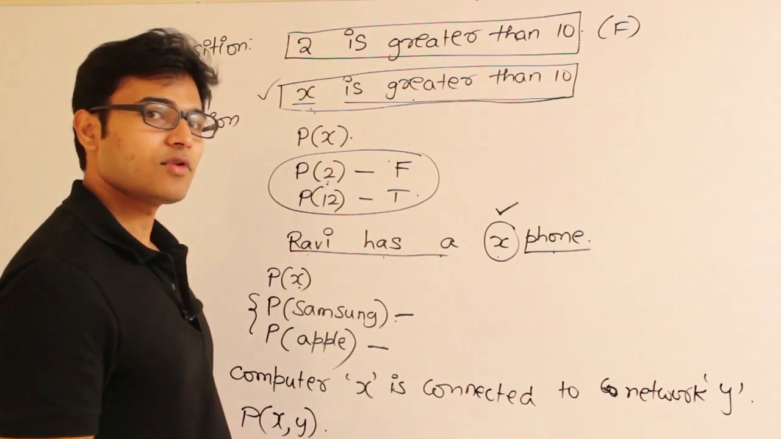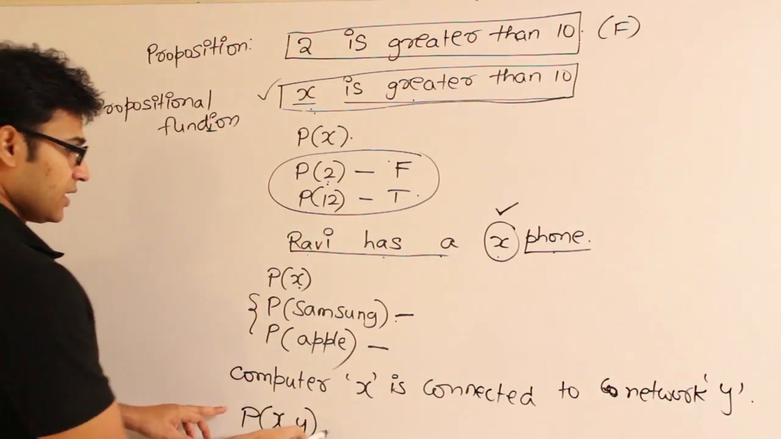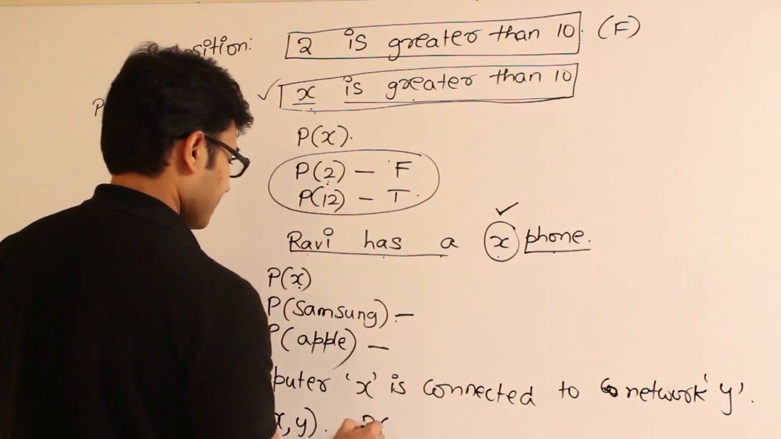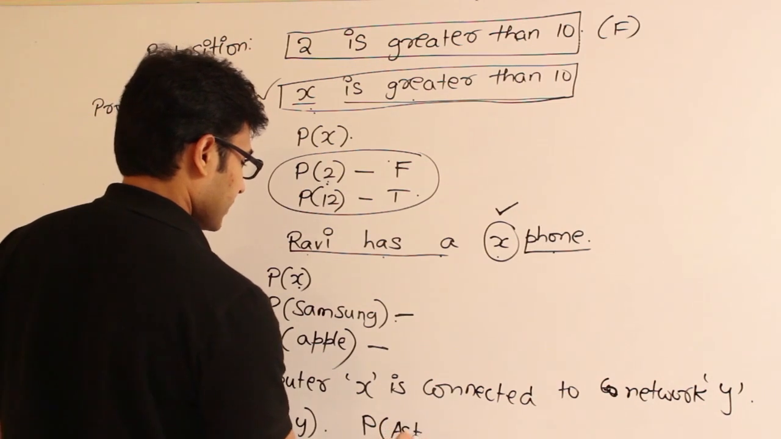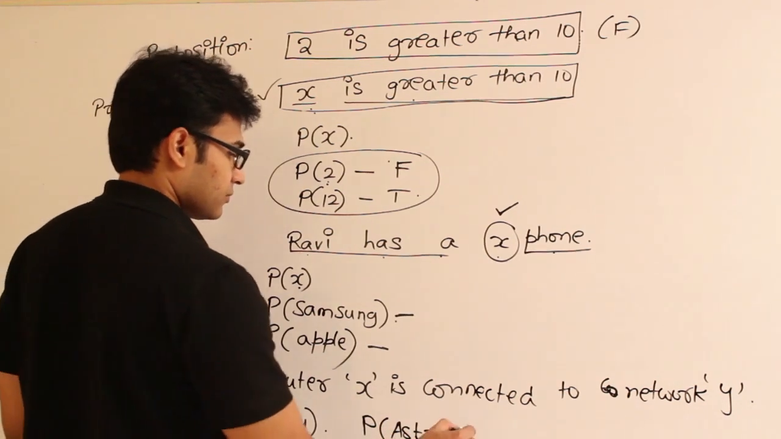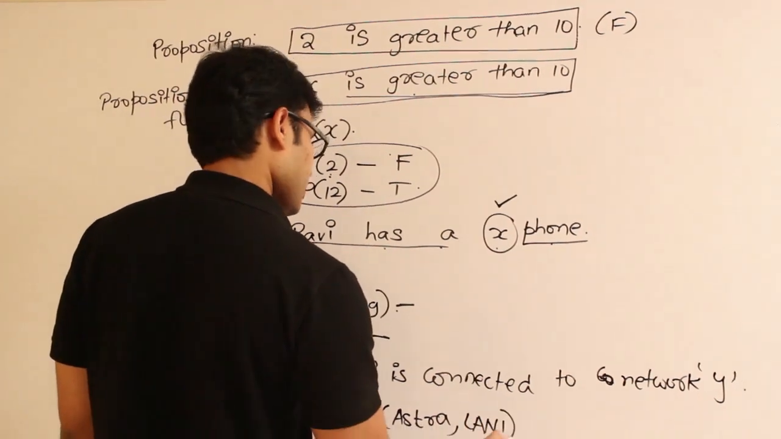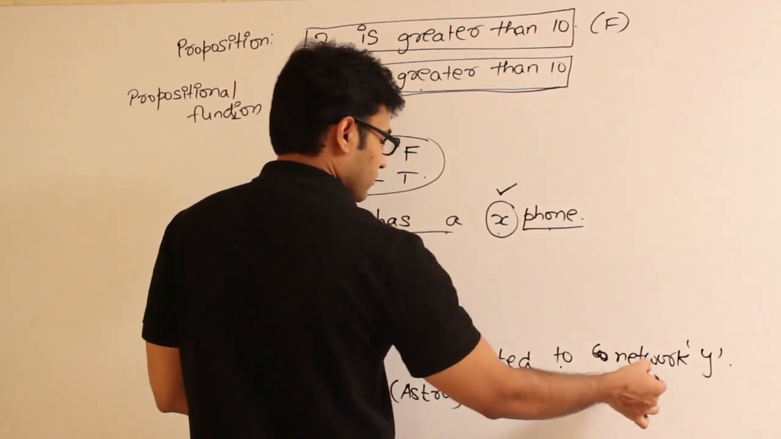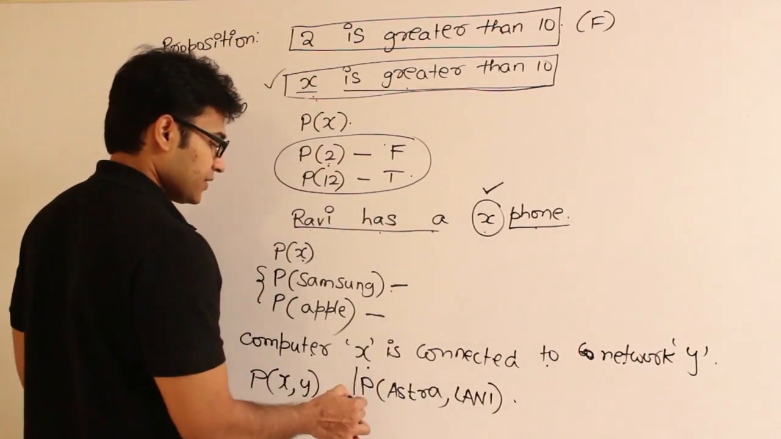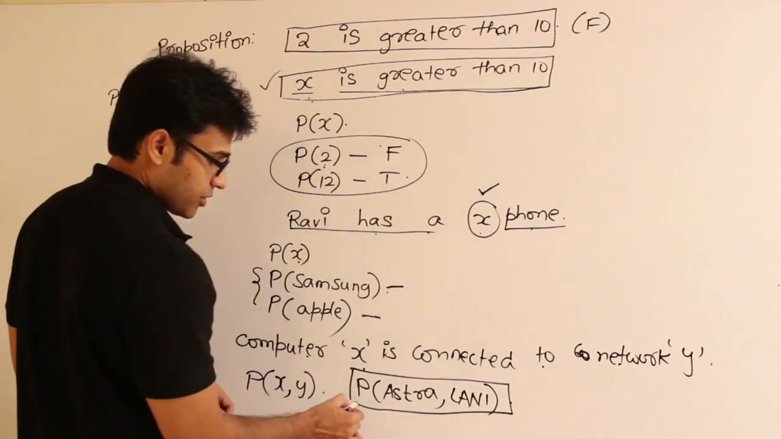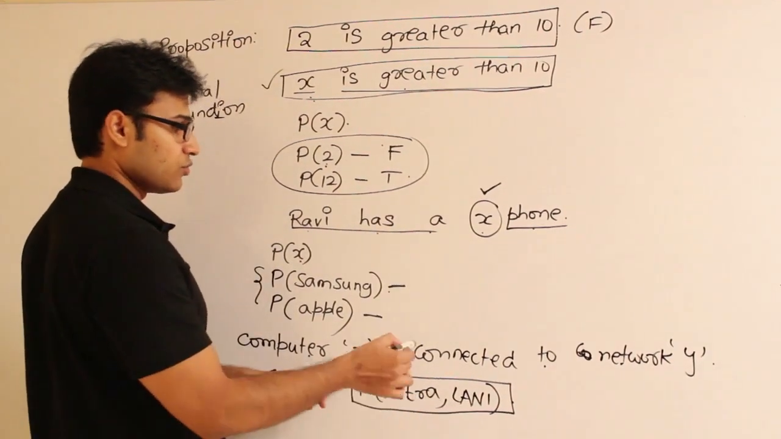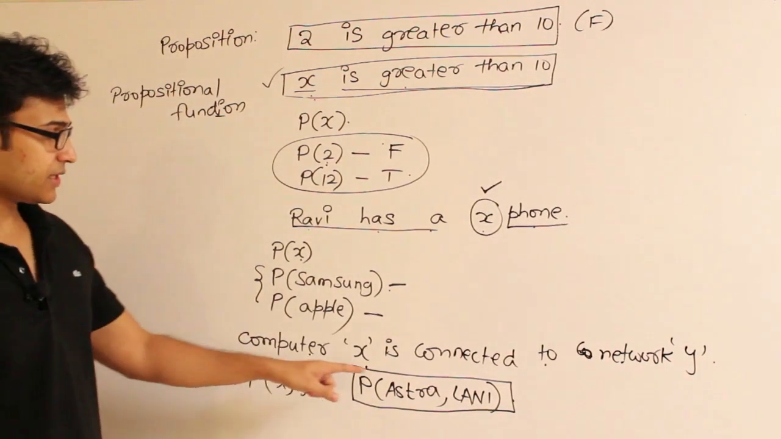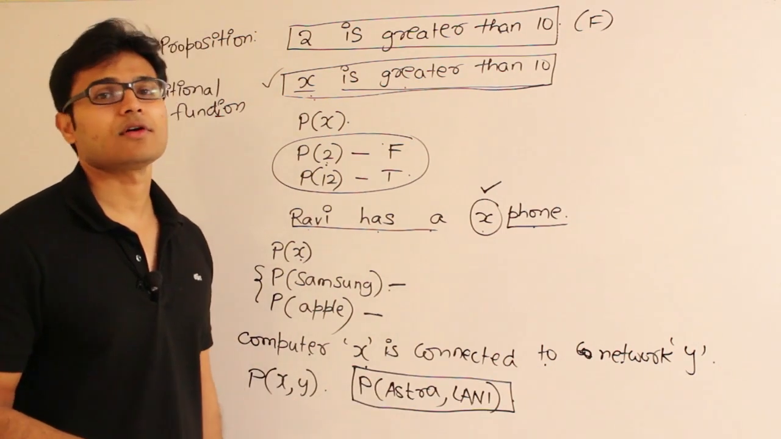And depending on the truth or false values, we can evaluate the statement, right? Now see this. Assume that I am writing P of Astra, LAN 1. Now what does it mean? Computer Astra is connected to network LAN 1. Now this particular statement is a proposition because we can assign the truth value to this, either true or false, depending on whether the computer Astra is really connected to LAN 1 or not.